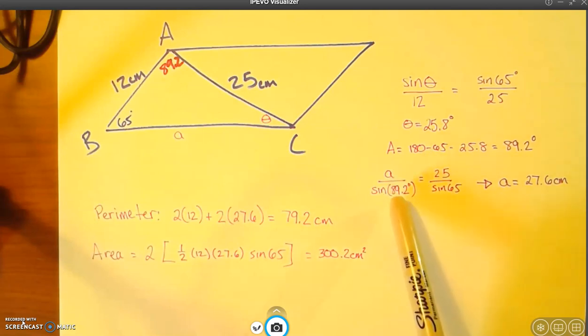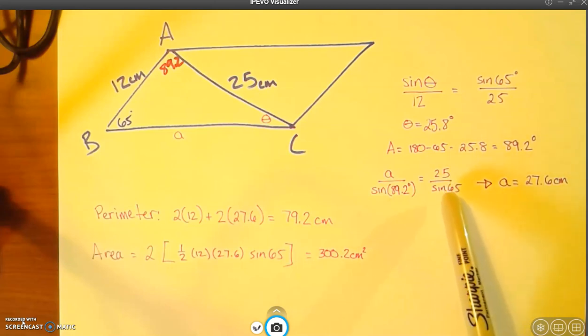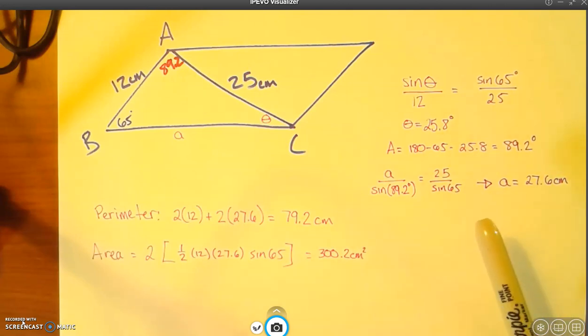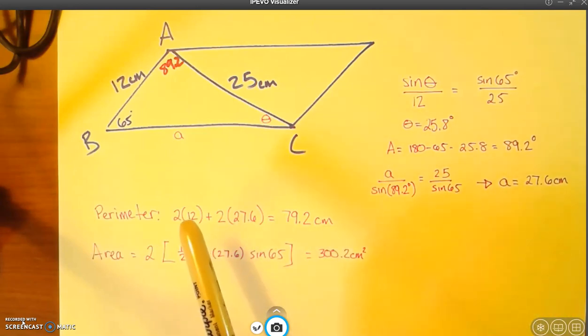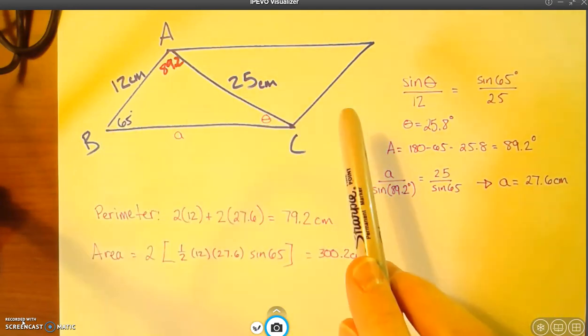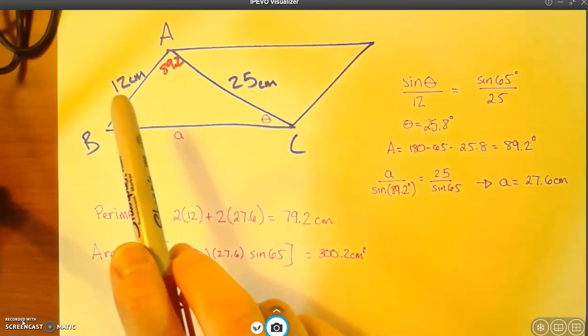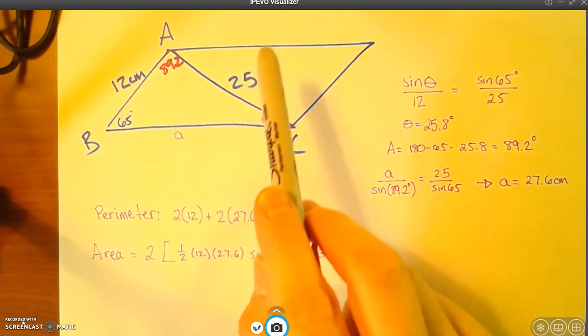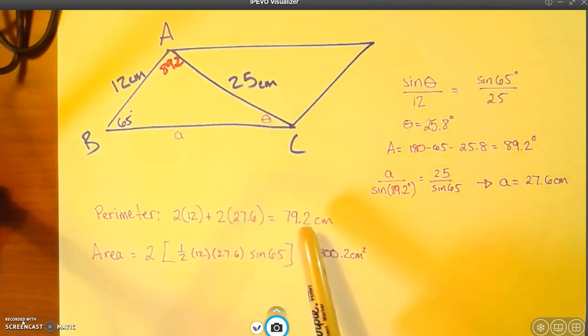A over sine 89.2 equals 25 over sine 65. Cross multiply, divide, however you need to solve for A. You get about 27.6. So that's not done, because that's not the perimeter nor the area. The perimeter is pretty easy. It's a parallelogram, so we know opposite sides are going to be equal. So if this is 12, this side's going to be 12. A would be 27.6, and that's 27.6. Total perimeter is 79.2.